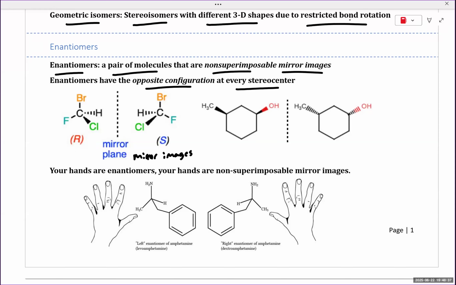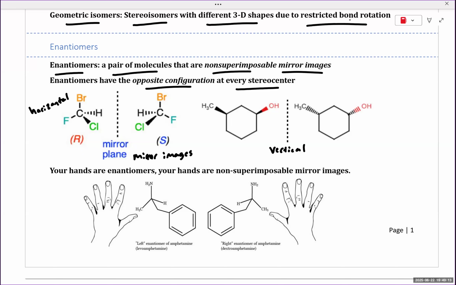What does that mean, non-superimposable mirror images? If we try to place these two mirror images on top of one another, they do not perfectly match. This specific mirror plane is a horizontal mirror plane. So this molecule is reflected across the horizontal axis. There are also vertical mirror planes where we reflect the molecule across the vertical axis. We'll talk more about drawing enantiomers later on.